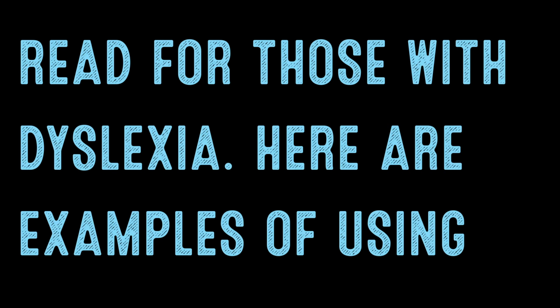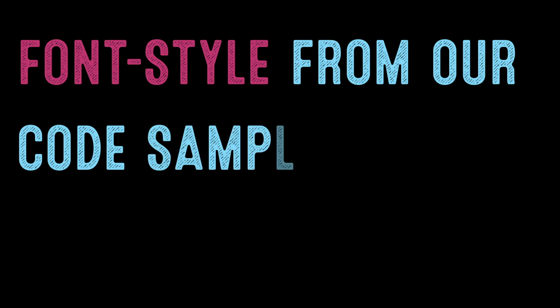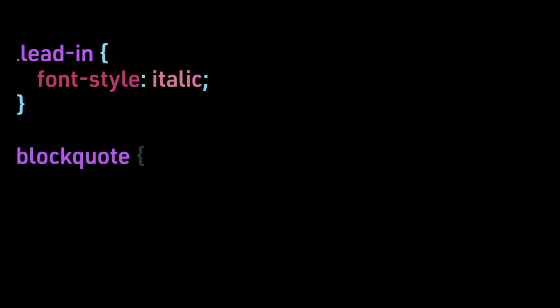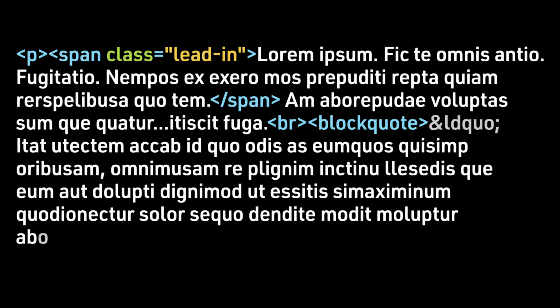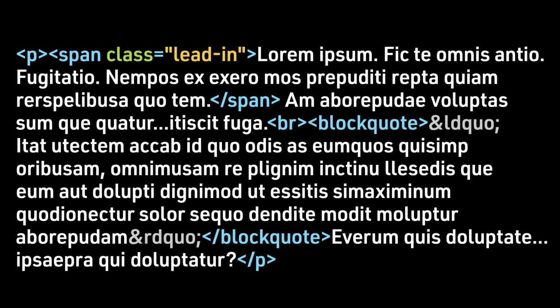Here are examples of using font style from our code sample file. Lead-in: font-style italic. Blockquote: font-size 20 pixels, font-style italic, line-height 1.5. Here are some adjustments using the blockquote element and a span element with the lead-in class. We are using placeholder lorem ipsum text, and we have also shortened the text for display purposes here.